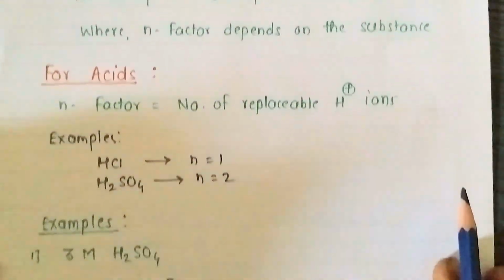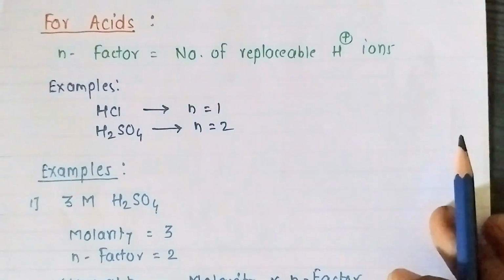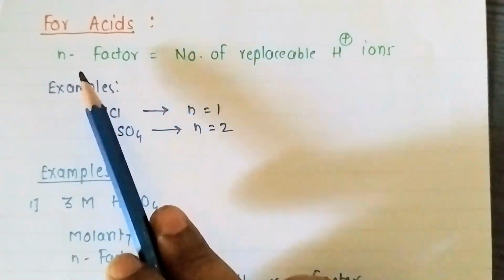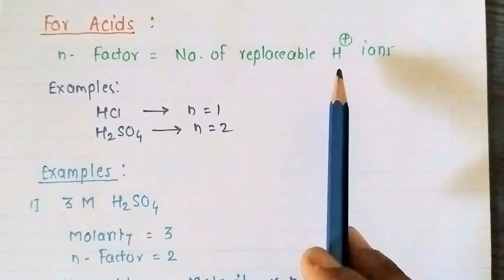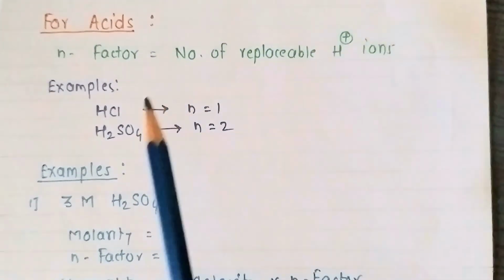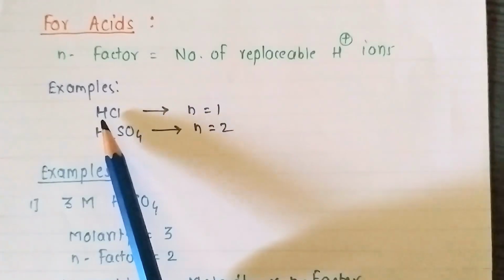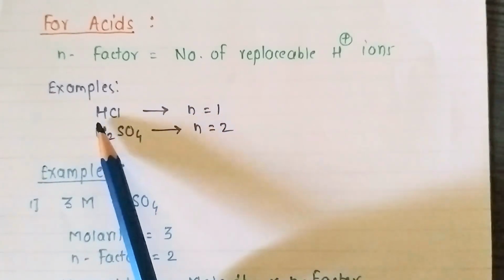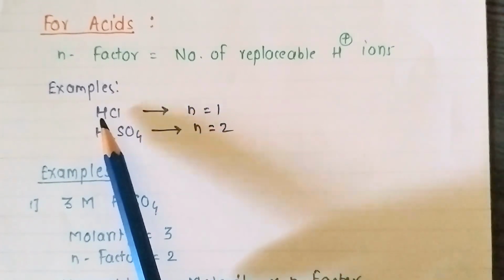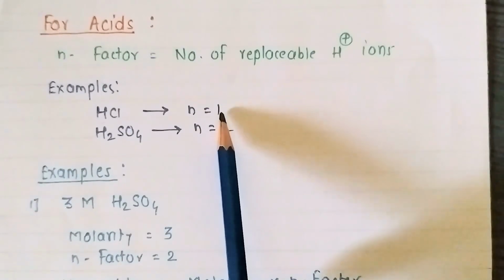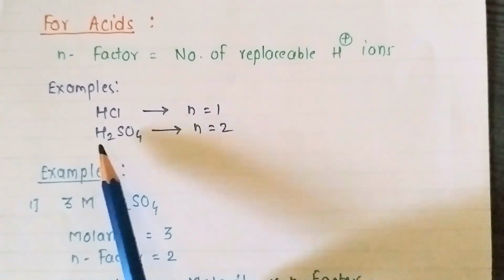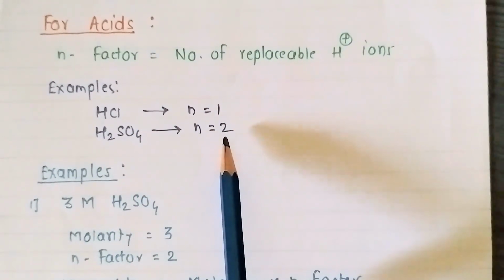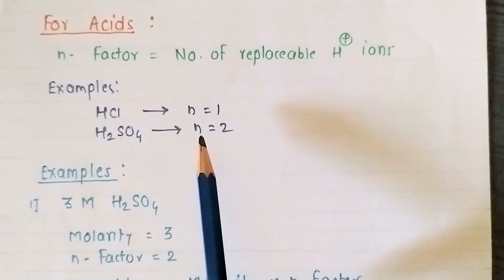Now we see for acids, n factor means the number of replaceable hydrogen ions. We understand this with the help of examples. In HCl, only one hydrogen is replaceable, that's why n factor is 1 for HCl. In H2SO4, two hydrogen atoms are replaceable, that's why n factor is 2. In this way we can understand n factor.